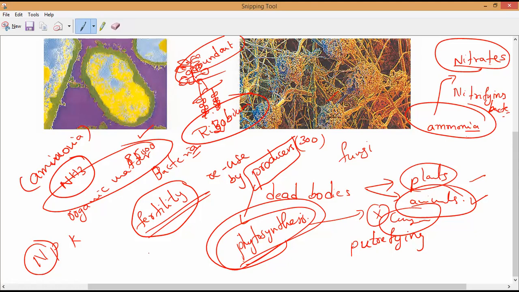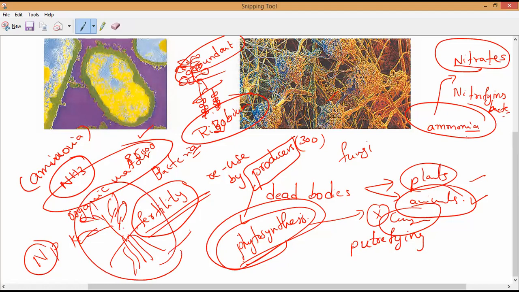Suppose, for example, today one plant is growing here, and this plant will absorb the required minerals from the soil with the help of its roots. After 10-15 years, this plant will die. After its death, it will be decomposed by the decomposers and converted into fertile soil for another plant. So it is continuously recycling from the dead bodies of plants and animals to the next.